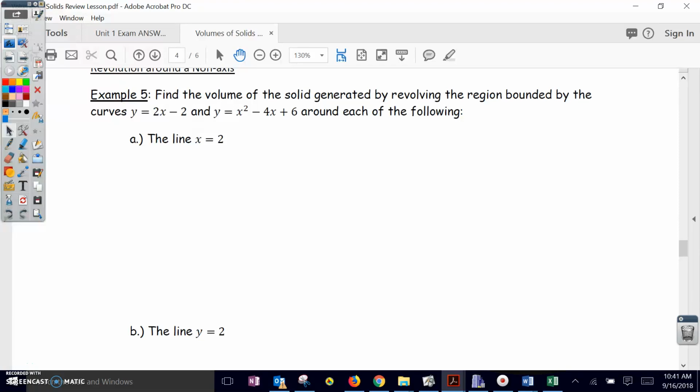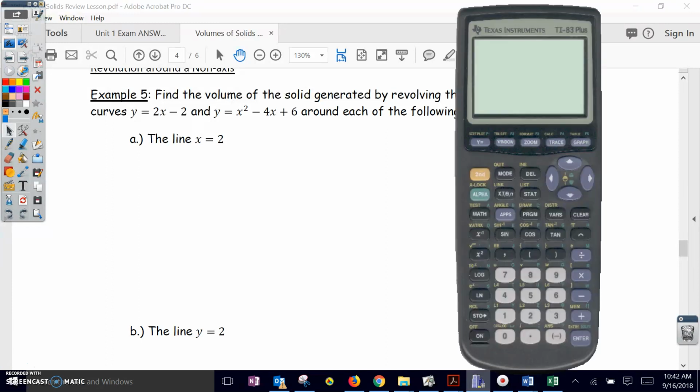Alright, welcome back everybody. In this video we're going to look at revolving regions around non-axes, and some of these are going to get a little bit complicated on us, especially parts A and I think C. So what we're doing is we're finding the volume of the solid generated by revolving this region around each of these various lines. And so I'm going to pull up my calculator and graph the two curves.